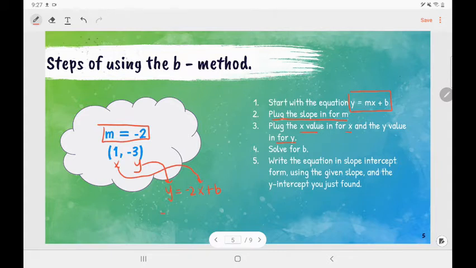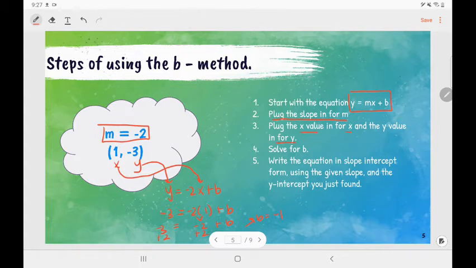So what does that look like? -3 is equal to -2 times 1 plus b. Next step is to solve for b. -2 times 1 is -2, plus b equals -3. I'm going to continue to solve for b by adding 2 to both sides, and I can see that b is equal to -1.